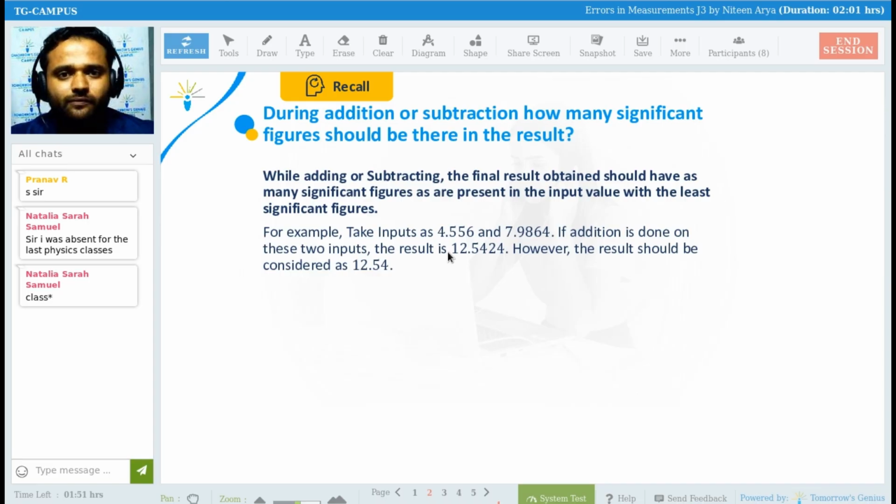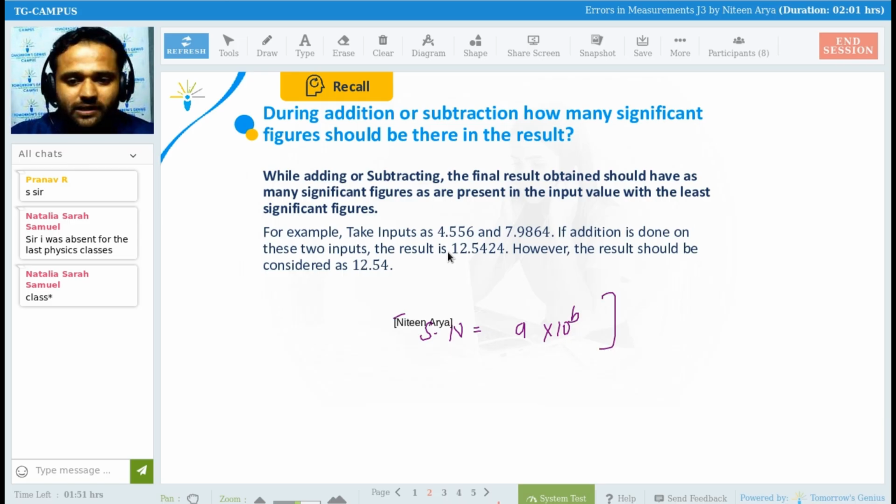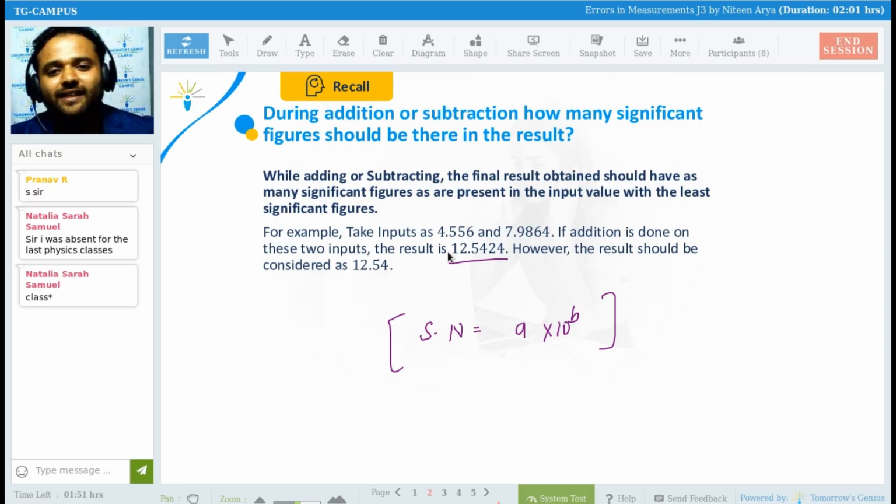There are a few rules we need to follow to find the significant figures, and there is a scientific notation, which is A into 10 to the power B, where A is some number and B is some number also. So that is scientific notation. For example, the length of this road or wire or cloth is that much. These non-zero numbers are known as significant figures. More obviously, you will understand when you go through the whole previous lecture. Clear?